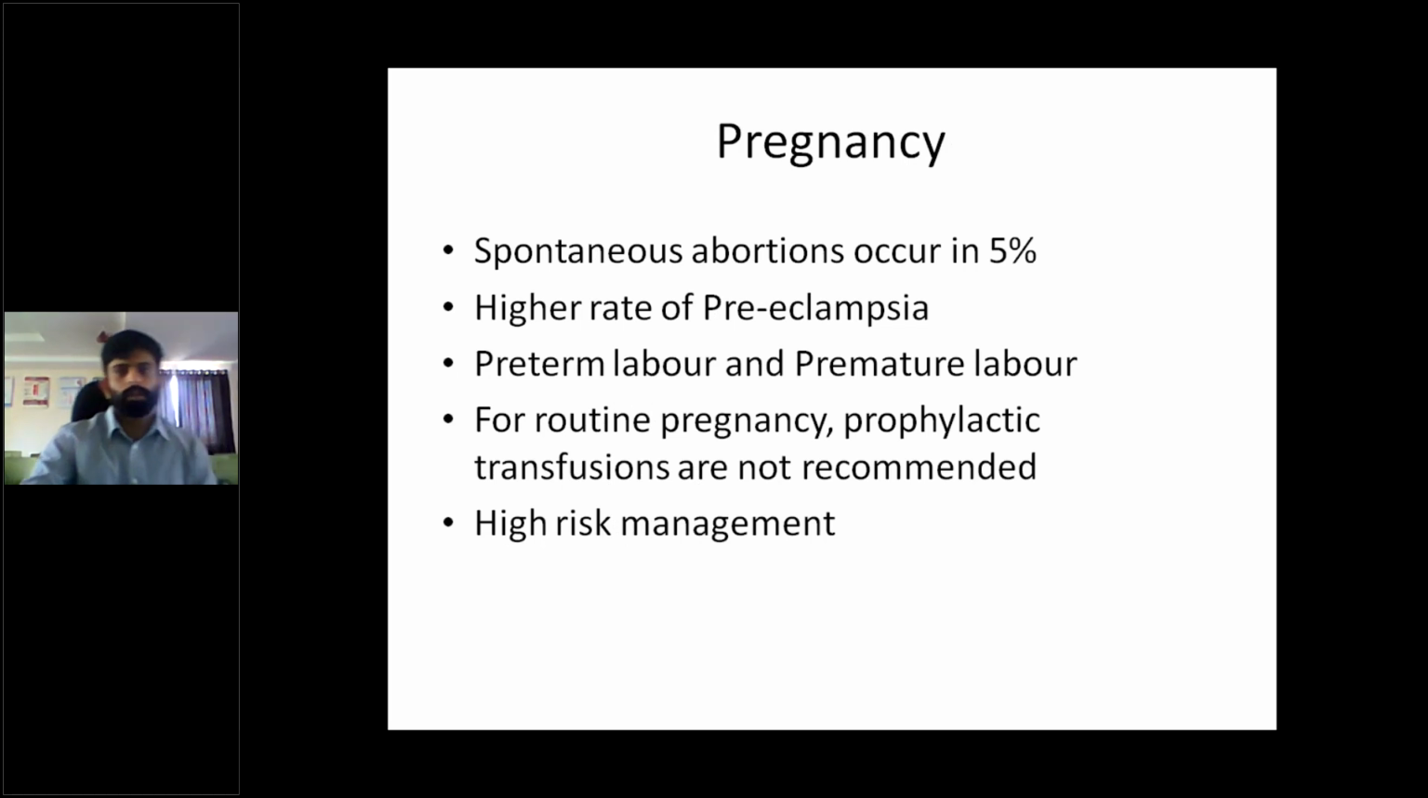So, what about pregnancy? Can a female with sickle cell disease get pregnant? Yes, she can get pregnant, but there is obviously a higher risk of complications. Spontaneous abortions occur in 5%. There's a higher rate of preeclampsia. Preterm labor and premature labor can also be seen. For routine pregnancy, prophylactic transfusions are not recommended, and high risk management is to be done.